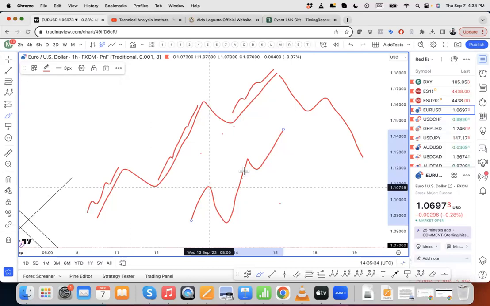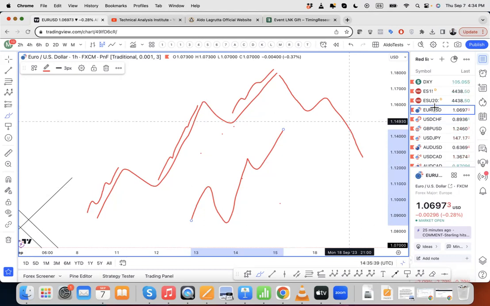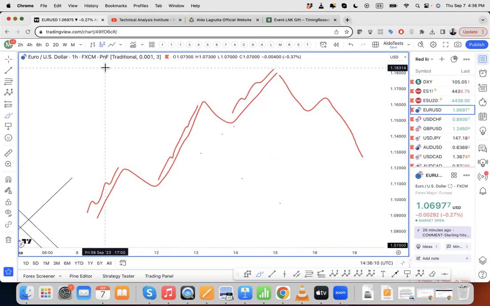Now, somebody else says 3 is the largest. Well, no. Typically, the third wave is indeed the longest. It doesn't have to be the longest, but it cannot be the shortest. Okay? So, the three rules again. Second wave cannot travel more than 100% the distance traveled by wave 1. Next rule is wave 3 can never be the shortest. Okay, very good. I'm glad that you were able to identify this. Now you know exactly what to do when you see a price situation that looks like that.